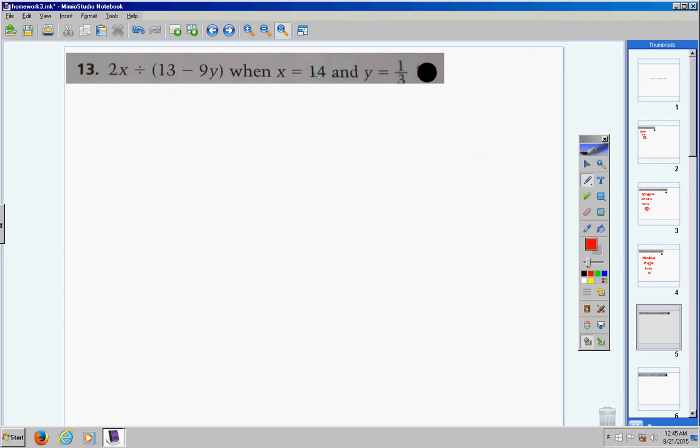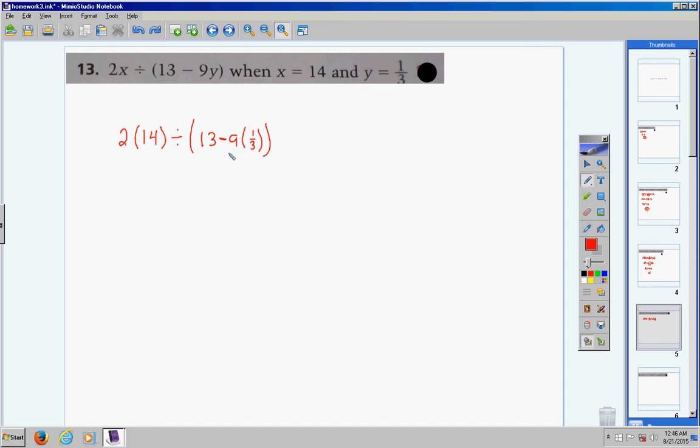Everywhere there's an X, I'm going to substitute 14. Everywhere there's a Y, I'm going to substitute 1/3. So 2X, that's 2, parentheses 14. Then divided by. Then I've got a big parentheses, so I'll put a really big parentheses. Inside it's 13 minus 9Y. So 13, or negative 9, you could say 13, negative 9 times, and then where the Y is, here's the Y, I put 1/3, okay?